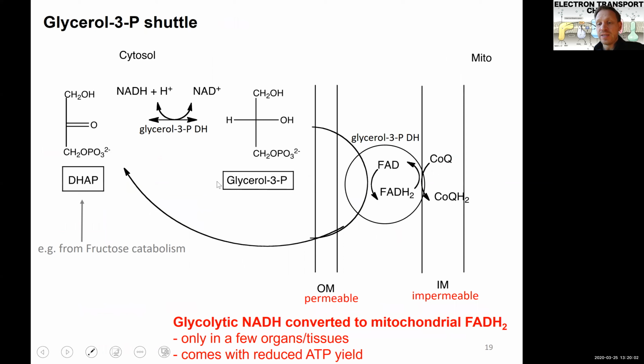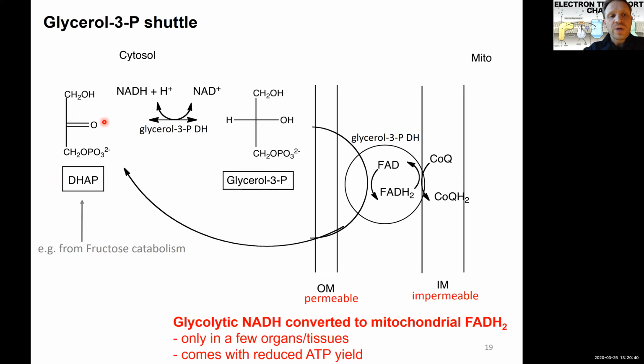There's another shuttle. It is not as important, if you will. It is only found in certain tissues and active under certain circumstances, but still worthwhile mentioning as an alternate way on how we can utilize our NADH from glycolysis or other pathways. What we're doing here is using DHAP, our glycolytic intermediate. Keep in mind that, for example, fructose catabolism ends up in DHAP. So this is actually a feasible shuttle we could use in this circumstance.